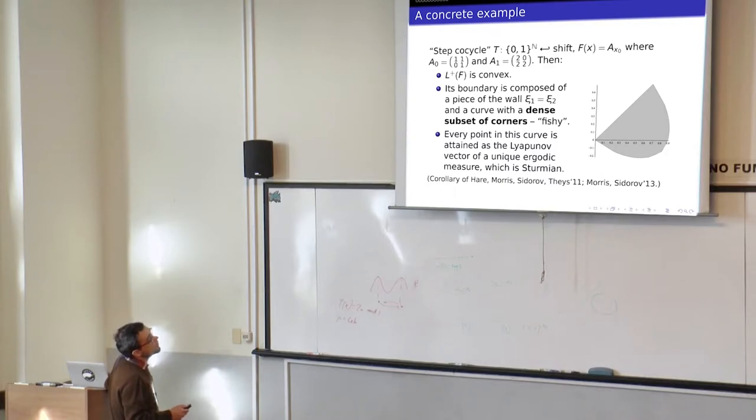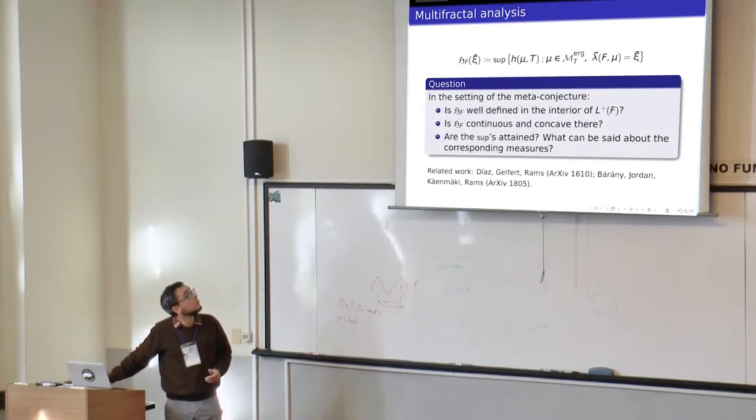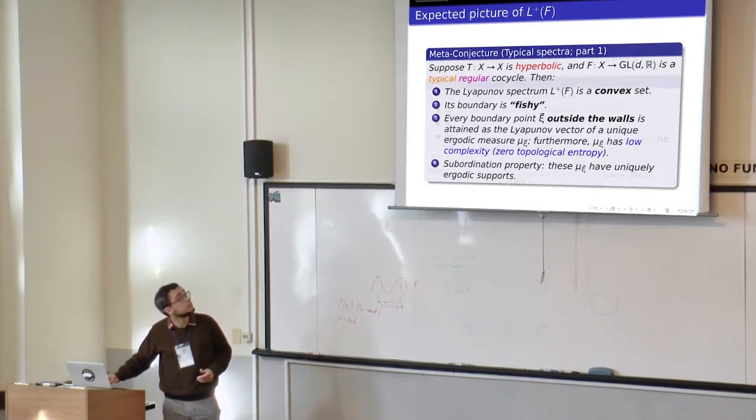And moreover, each point here is attained by the Lyapunov spectrum of a unique ergodic measure, which is Sturmian, in particular has zero entropy. Well, this statement is an easy corollary of a study done by these guys. They were not exactly interested in this set. They worked with something else, but you can reinterpret the results and get to this conclusion. Okay, so we have at least one example where this philosophy, this meta-conjecture, makes sense, right?